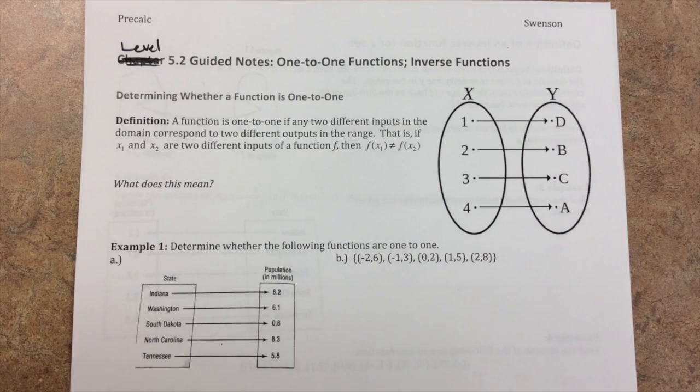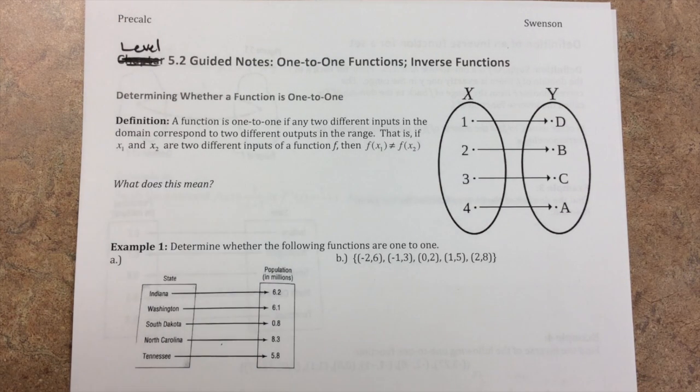Moving on to level 5.2, which covers one-to-one functions and inverse functions. The first thing is to determine whether a function is one-to-one. One-to-one is just like playing man defense, if you want to think about it that way. For every person on your team, you're covering one person on the next team. And functions can be described that same way.